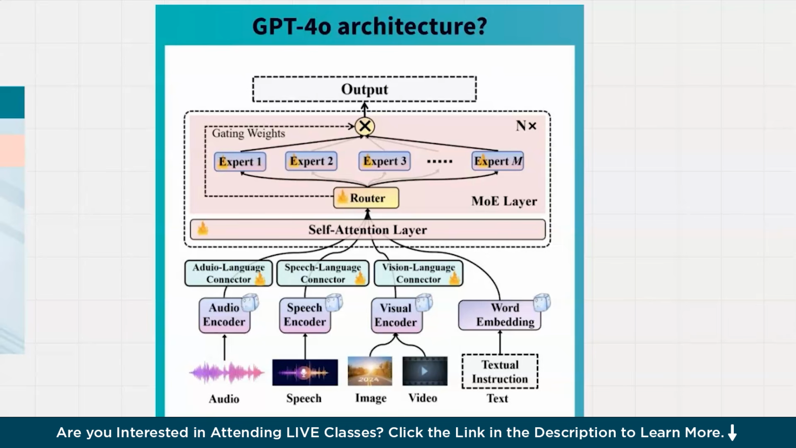Now, the next one we have is the self-attention layer. So, what is the self-attention layer? After encoding, all the inputs pass through the self-attention layer, which is a key mechanism in transformer models. It determines the importance of different words, phrases, or features within the input. It also ensures that the model captures contextual relationships between different input elements. It also helps in multimodal fusion, which allows the model to correlate text with images, speech, and video. This layer acts as the backbone of GPT-4o's transformer-based architecture, ensuring efficient learning and context retention across different modalities.